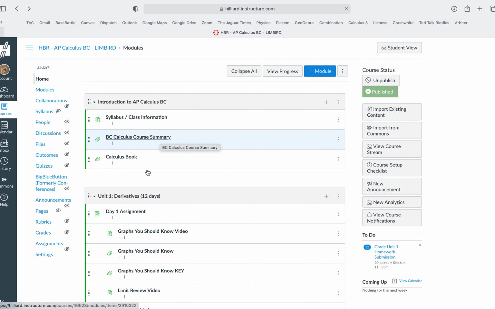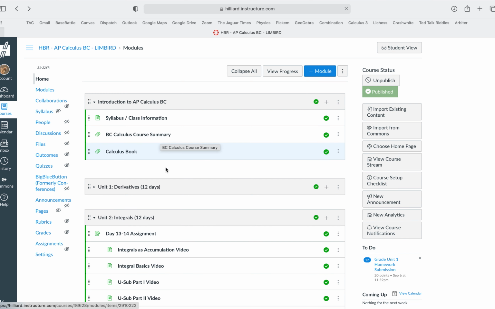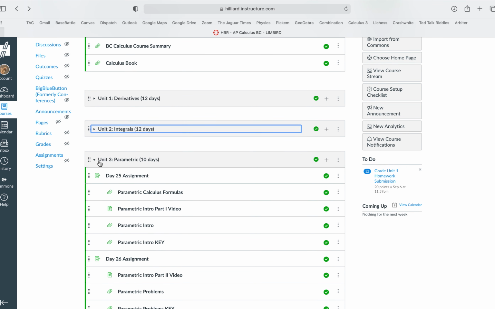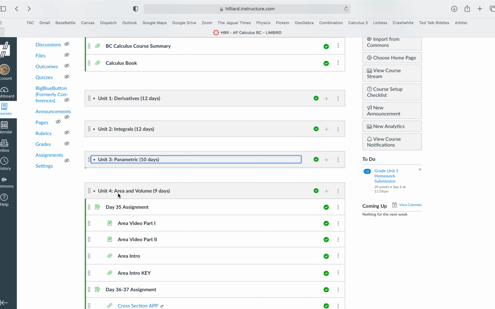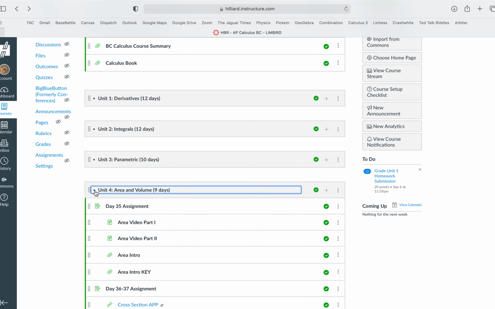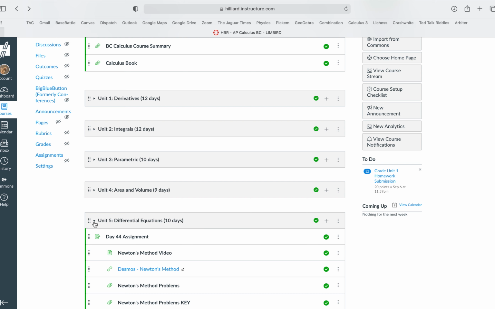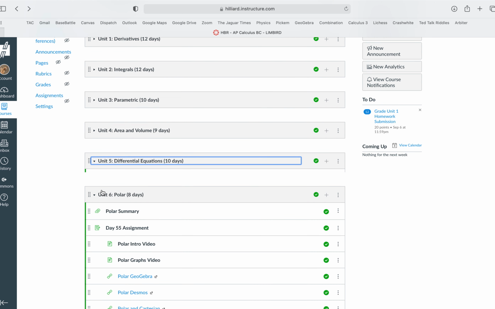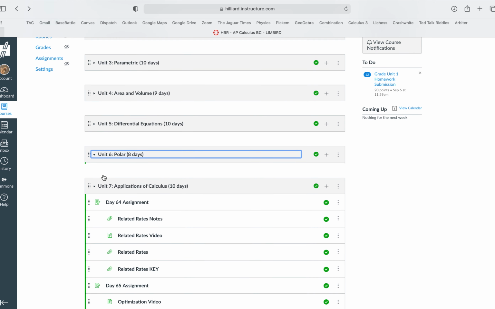There's maybe a course summary there. This is the PDF of the calc book. But generally speaking, this is what you're going to see when you look at every one of the Canvas courses. Every one of these units is already going to be published for you. I'm just taking away the expansion of them.